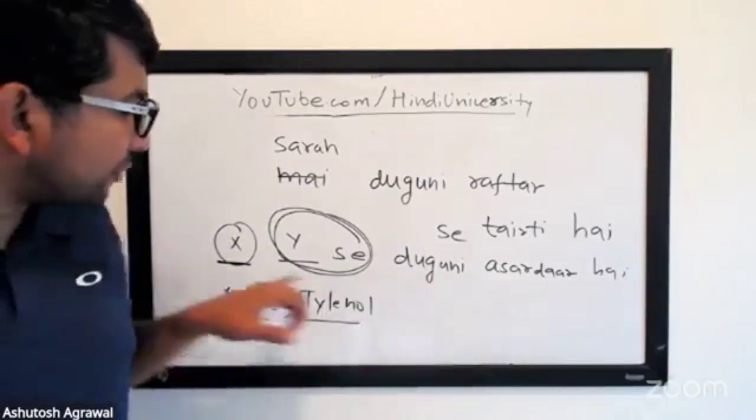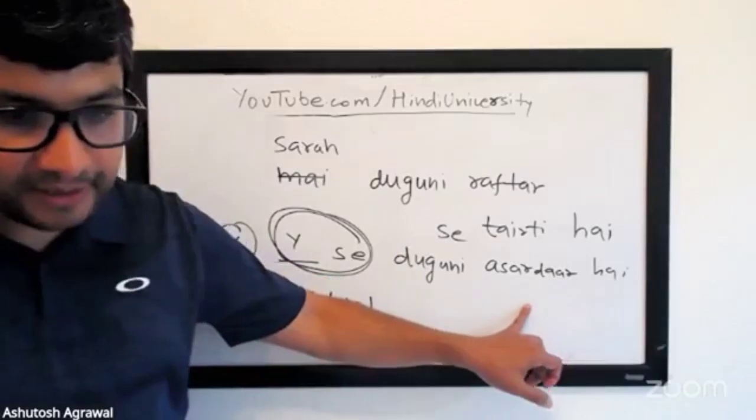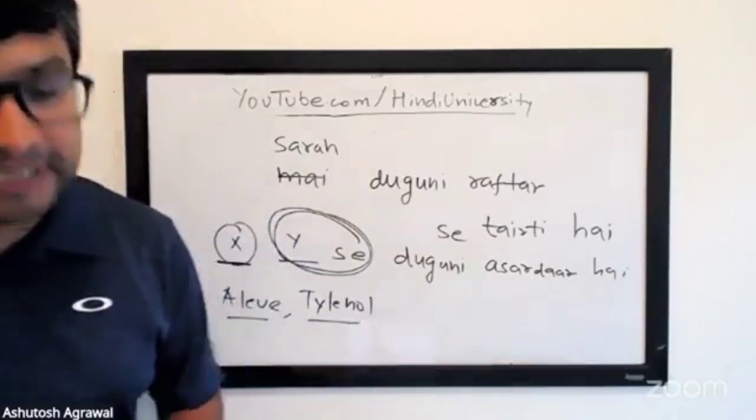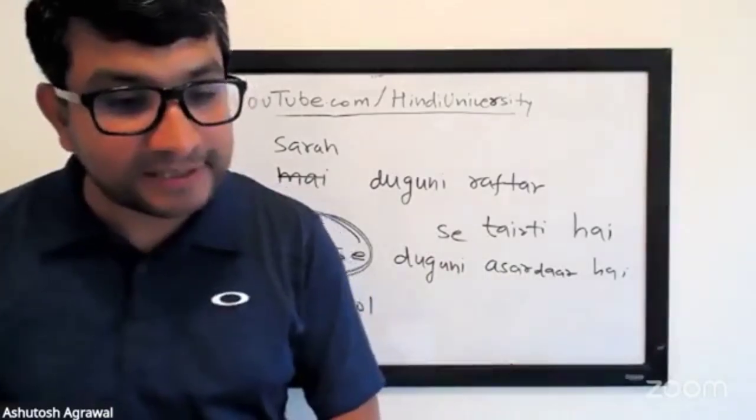You can say also x का असर y से दुगुना है. Just like in English, you can use effective versus effect, right? I mean, the effect of x is twice as much as y, or x is twice as effective as y.